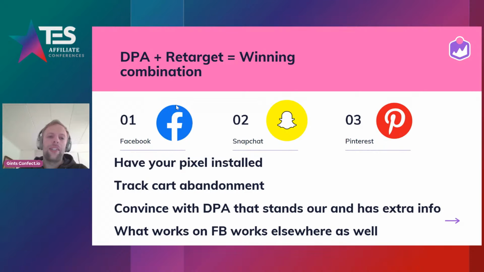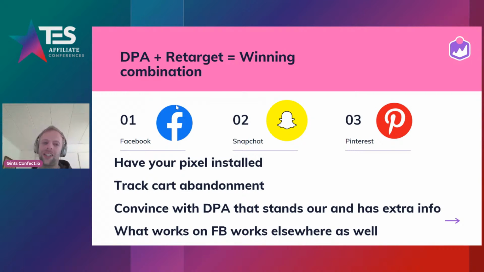So what is the winning combination? What we say is that you have to have your pixel installed from Facebook, Snapchat, and Pinterest. You track your cart abandonment, so you know when someone had a really serious interest in the product, so you can advertise to them later on and convince them with enhanced dynamic product ads. And the basic secret, or the real secret, I don't even know how to call it, is that mostly what works on Facebook will also work on Snapchat and on Pinterest.